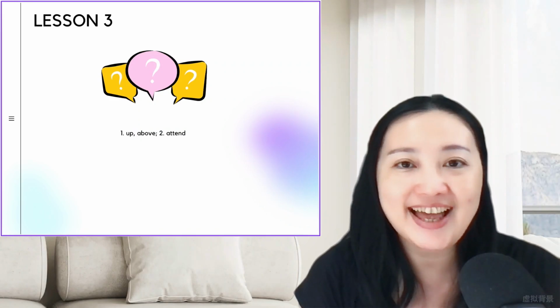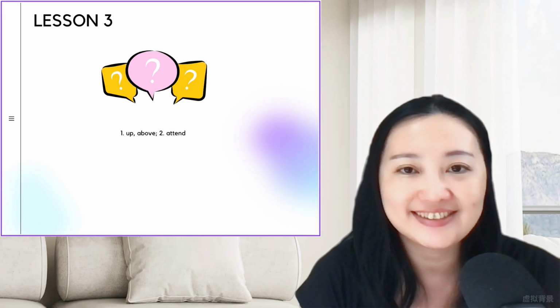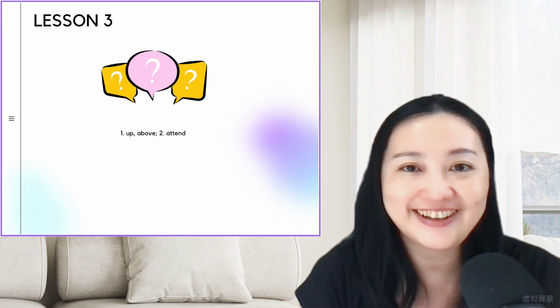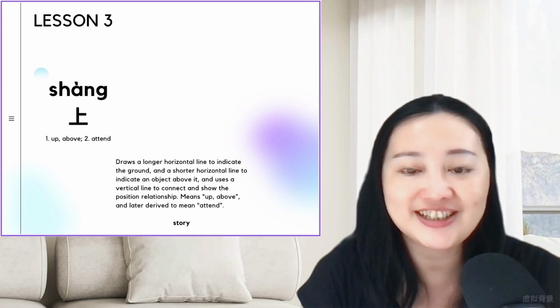The first Hanzi we are going to learn means up, above, or attend. What is it? The answer is 上. Okay, so let's look at the shape of this character.